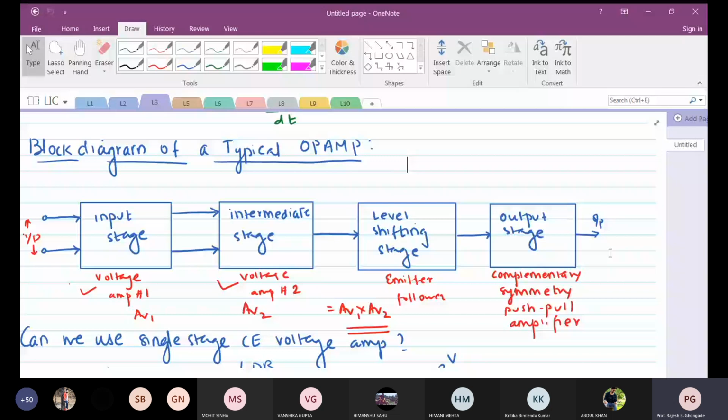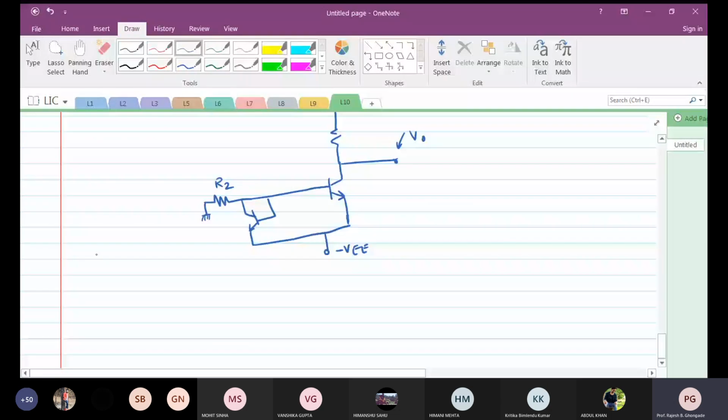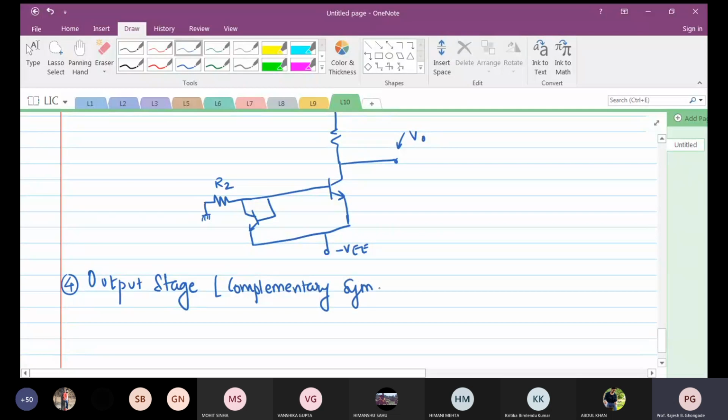Okay. Now, why do we require this? So the fourth stage is an output stage, which is a complementary symmetry push-pull amplifier.